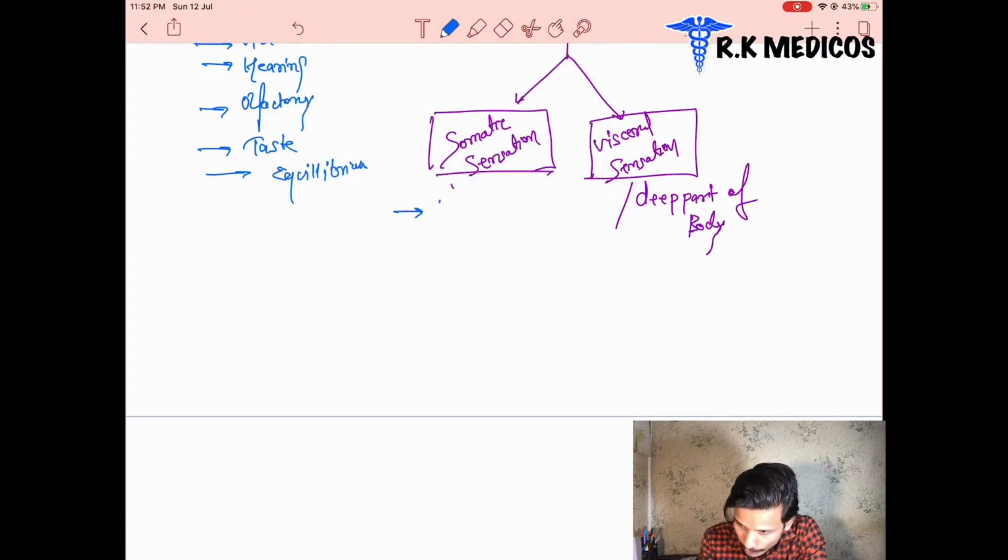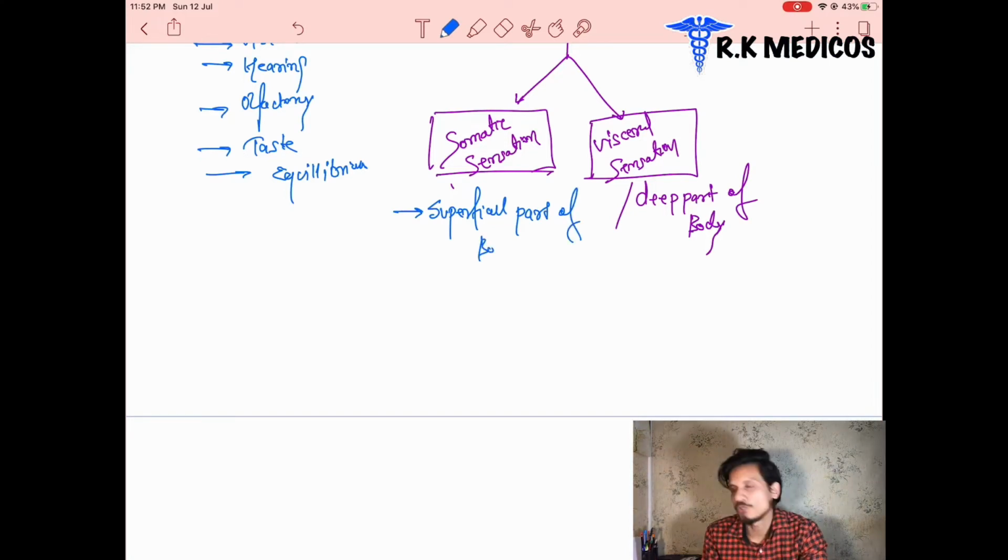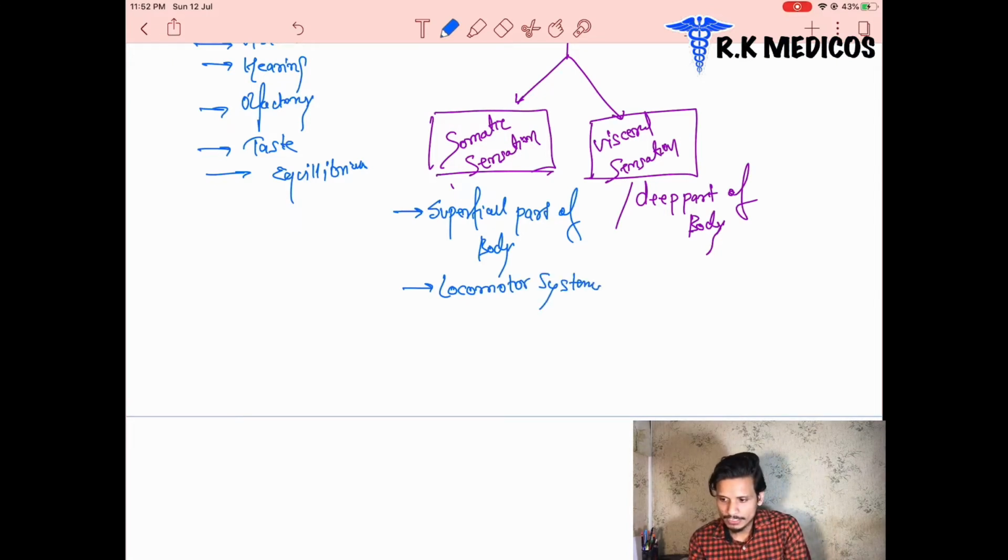The superficial parts of our body are somatically located. They are superficially located in our body. Next, we can see there is the locomotor system. All the types of locomotor system are inside the somatic sensation. Next, we can see there is the skin. Skin is also somatic in location, as we can see from the outside.